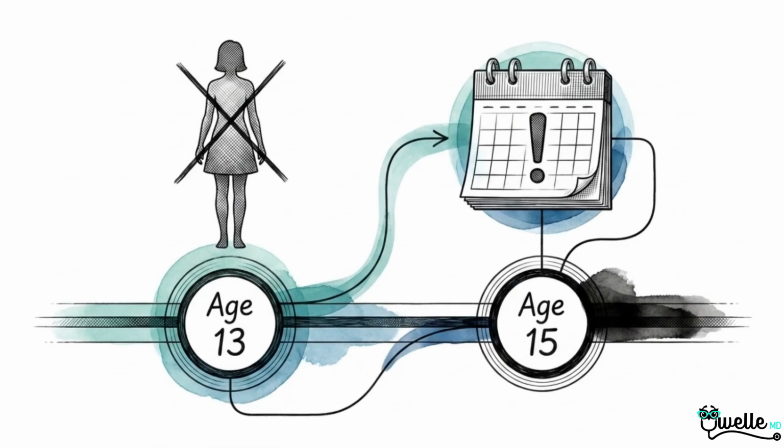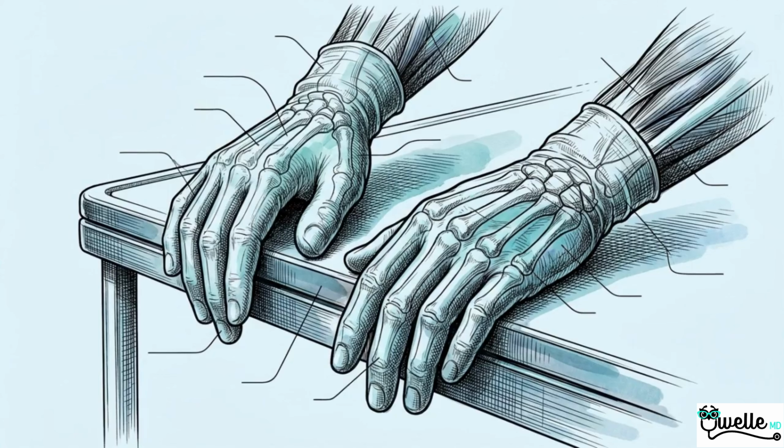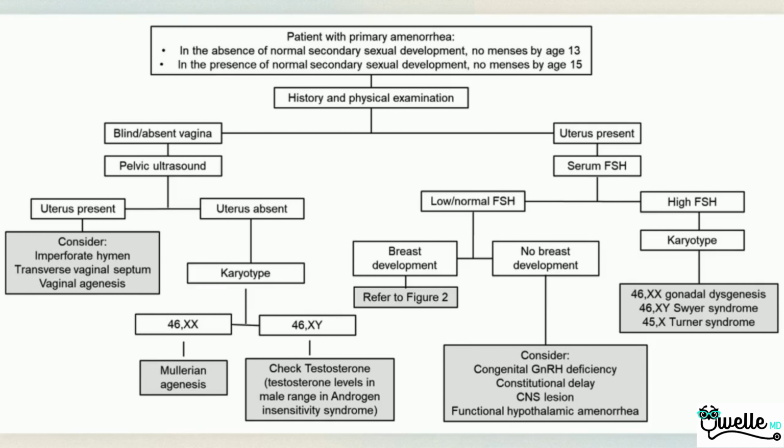Primary amenorrhea requires evaluation if there are no menses by age 15 with normal development, or by age 13 without breast development. Here, the physical exam serves as the primary pivot point for the entire workup. This algorithm relies on breast development and cervical visualization.